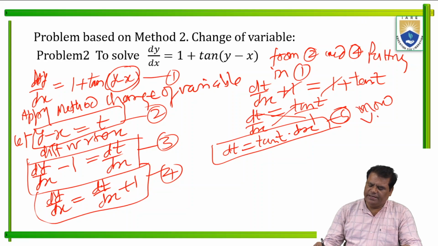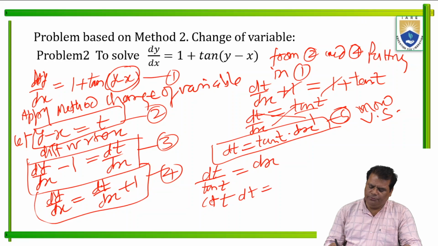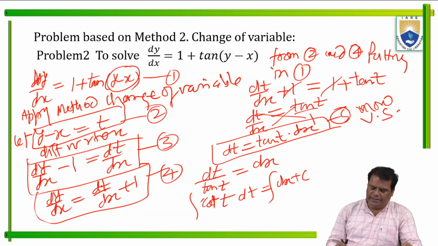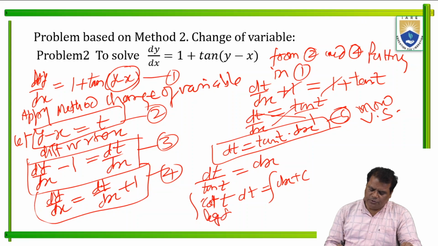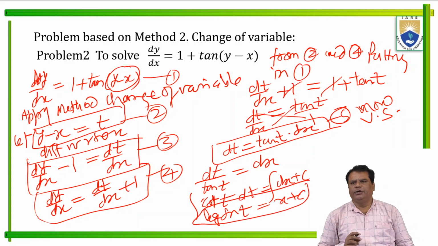Now apply variable separable. So dt upon tan t equals dx. Now this is cot t dt equal to dx. Integrating on both sides, the integration of cot t means cos upon sin, the integral of cos over sin, so log sin t equals x plus c. So this is the answer. This is the complete solution of this equation.